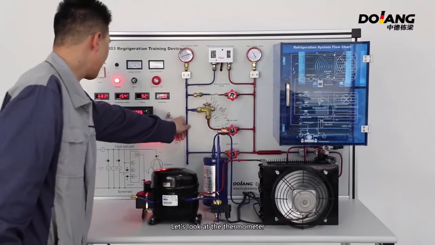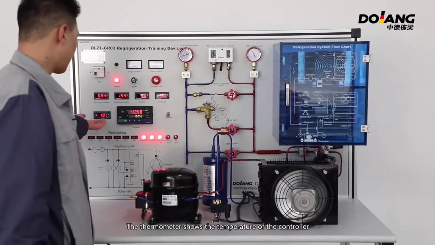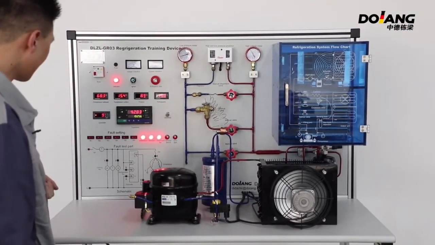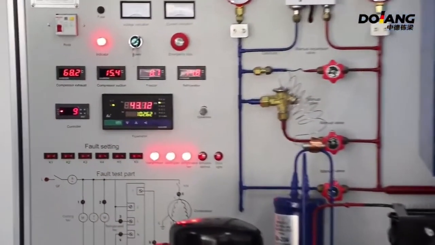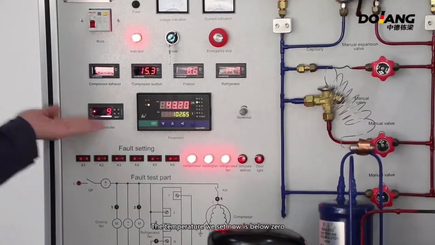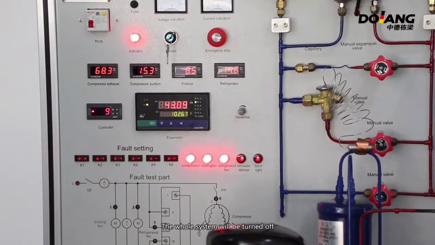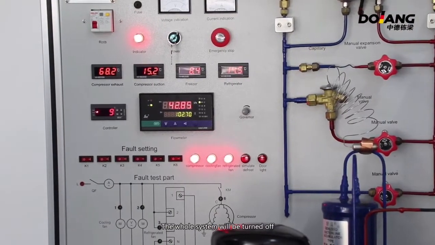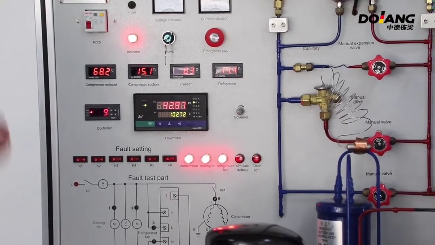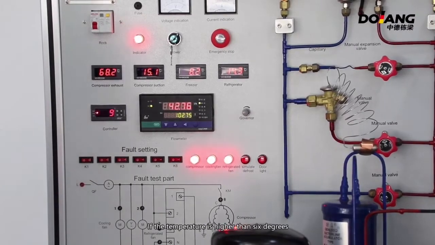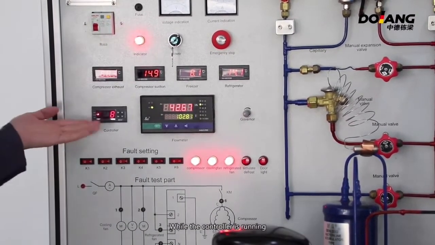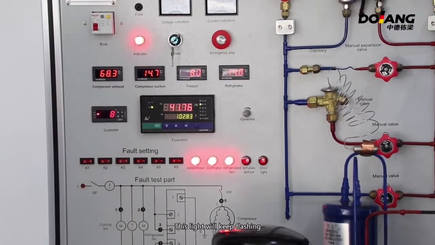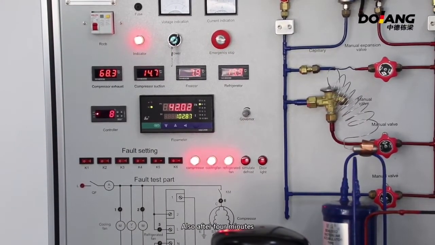This place is cool. Let's look at the thermometer. The thermometer shows the temperature of the controller. These 2 temperatures have 1-to-1 correspondence. Now the temperature we set is below 0. The whole system will be turned off if the temperature is higher than 6 degrees. This device will run automatically while the controller is running. This light will keep flashing. Also, after 4 minutes, the equipment is running again.